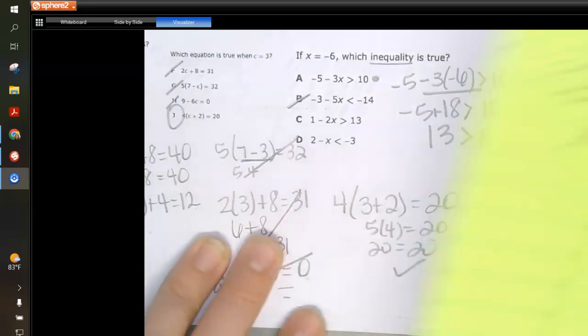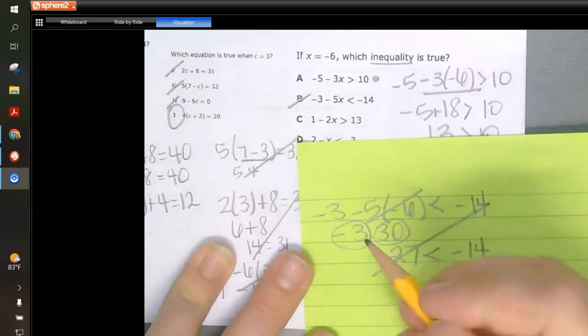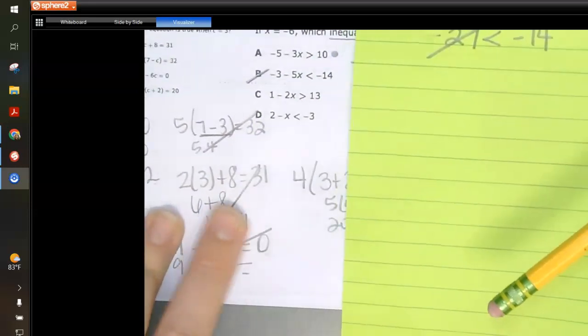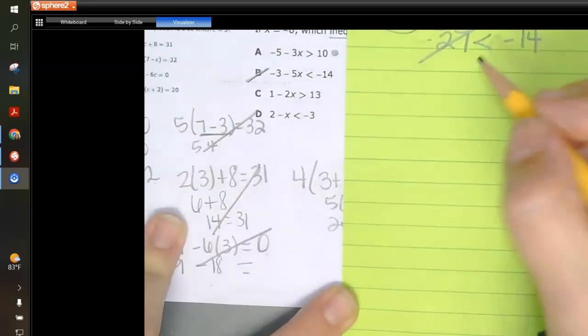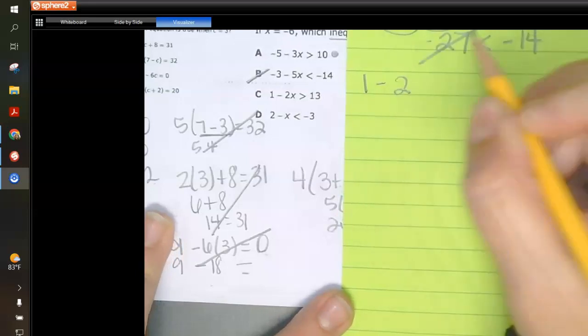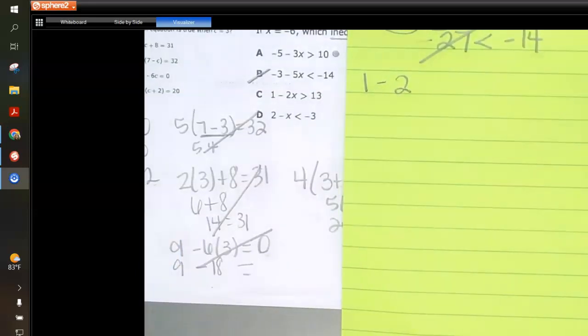We have C. See if y'all can still see that. Let me move around a little bit. Sorry. Okay. So we have 1 minus 2. Guys, Miss Brown's so sorry.